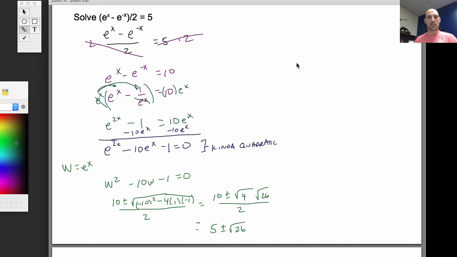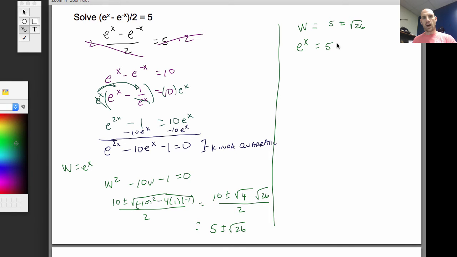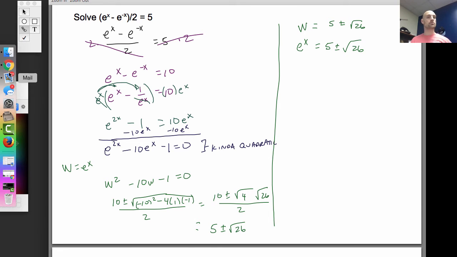Here's what I know. On this problem, w equals 5 plus or minus root 26. So therefore, e to the x, because I'm subbing back in now, since w is e to the x, e to the x is 5 plus or minus root 26. Well, if I look at the graph here, I seem to have two solutions.